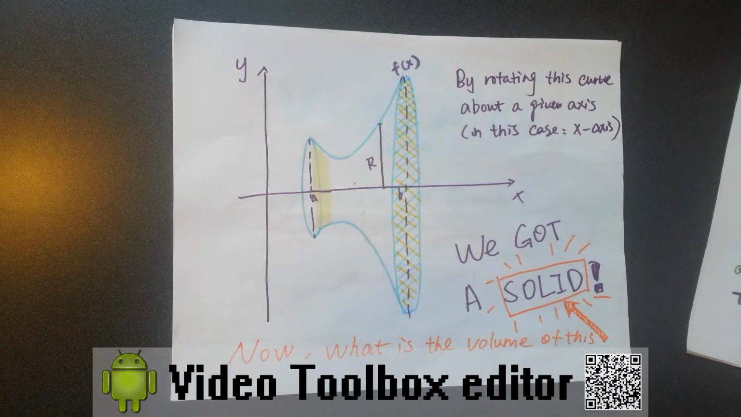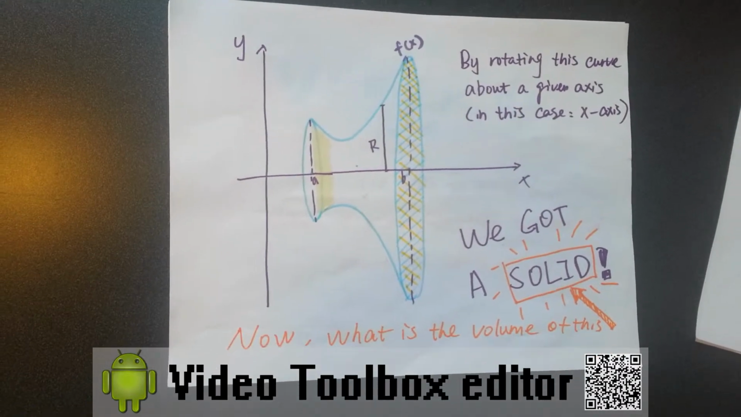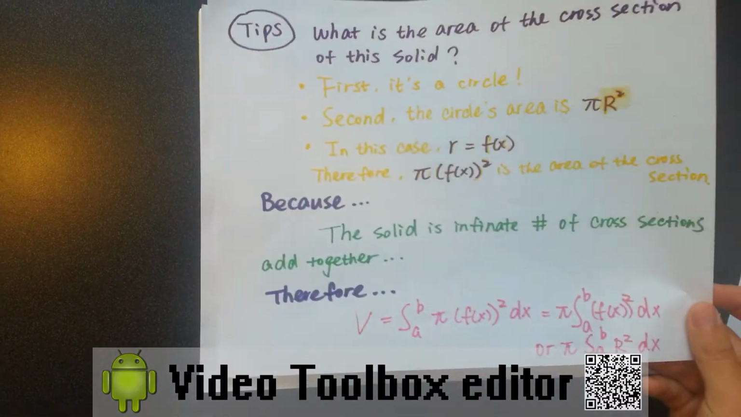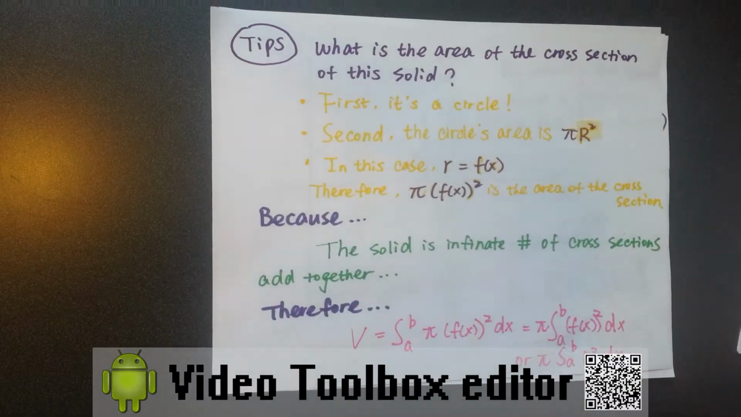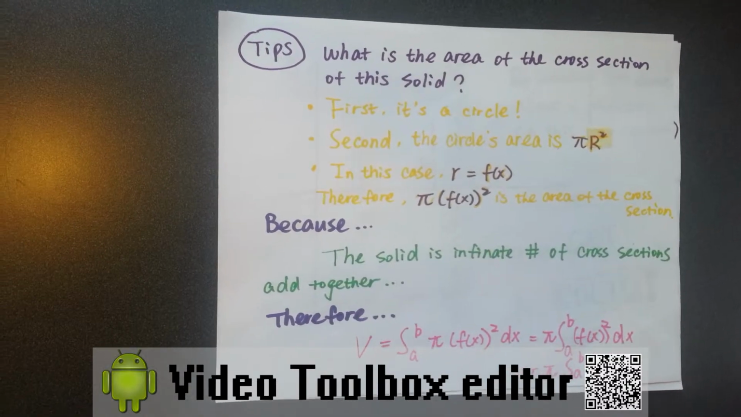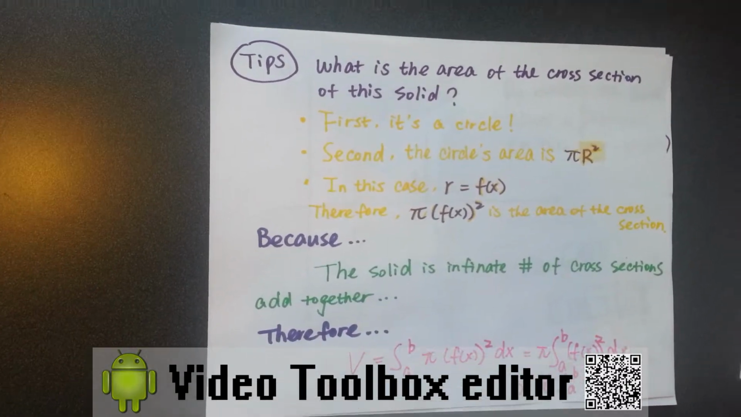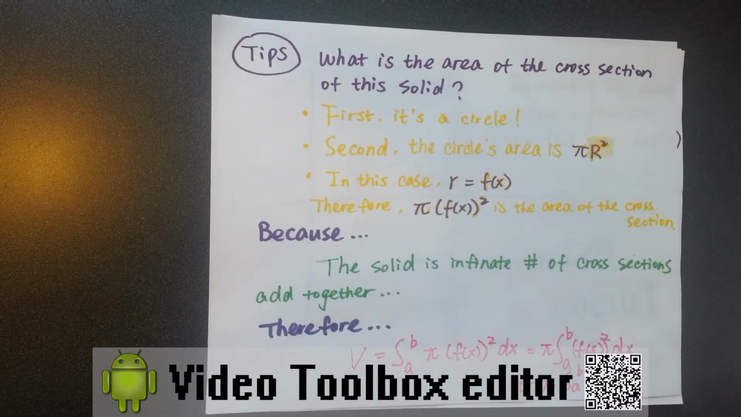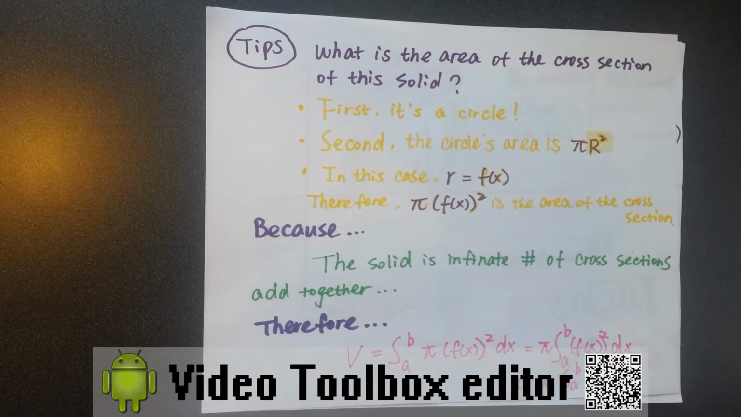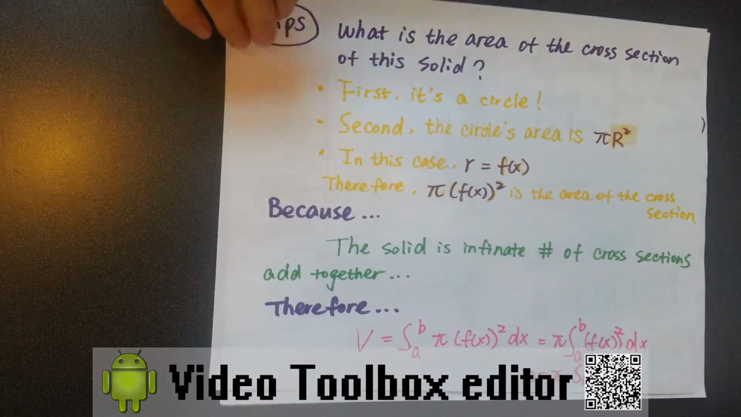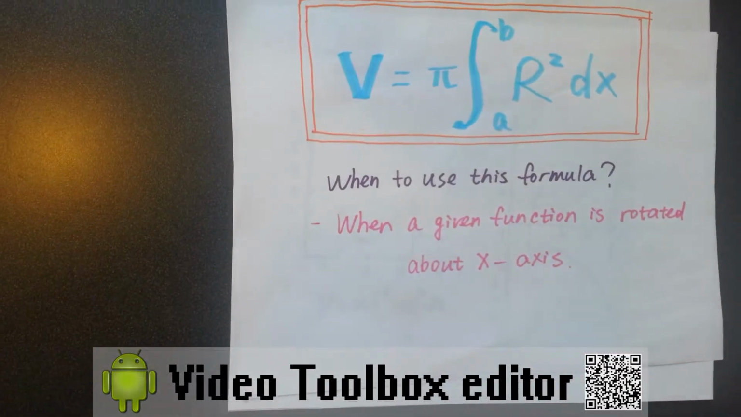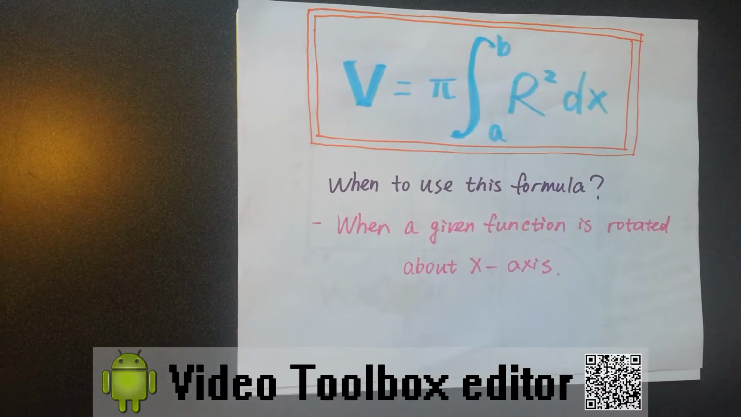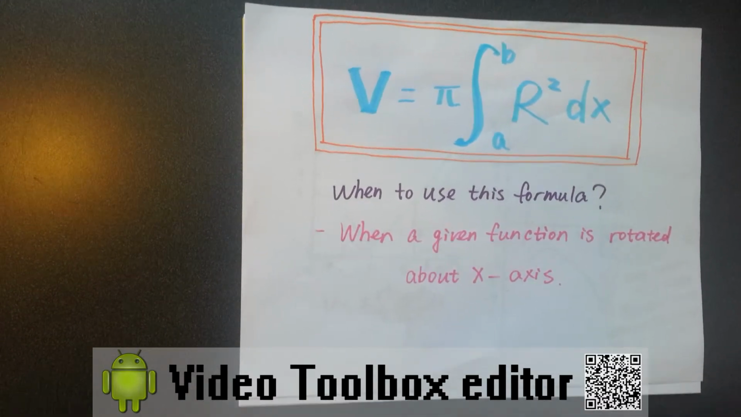So, the solid is an infinite amount of cross-sections that are added together, and therefore we get the equation: volume equals the integral from a to b of pi times f of x squared dx, which is equal to pi times the integral from a to b of f of x squared dx, also known as pi times the integral from a to b of big R squared dx. So this is our formula. Volume equals pi times the integral from a to b of big R squared dx.